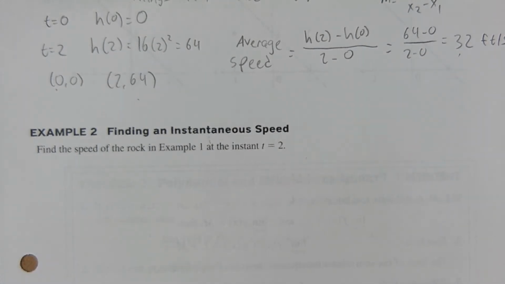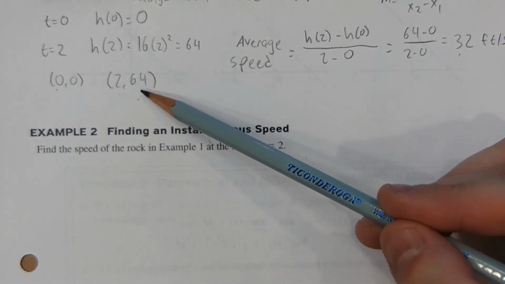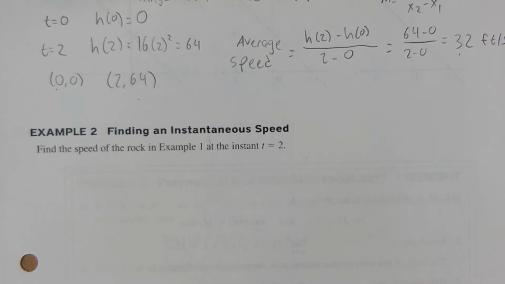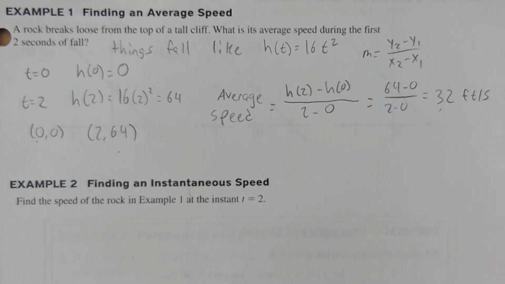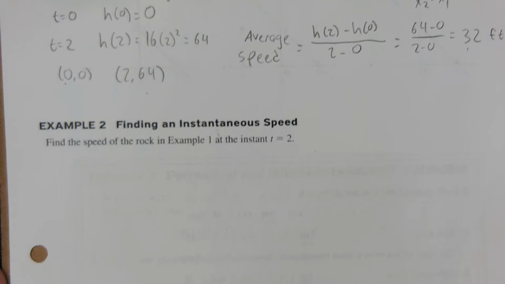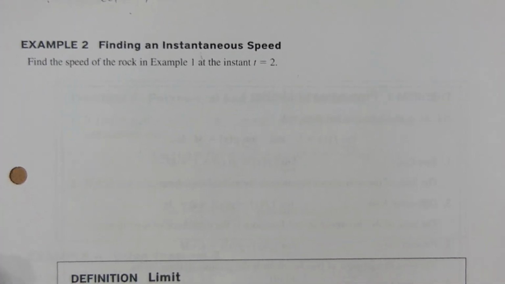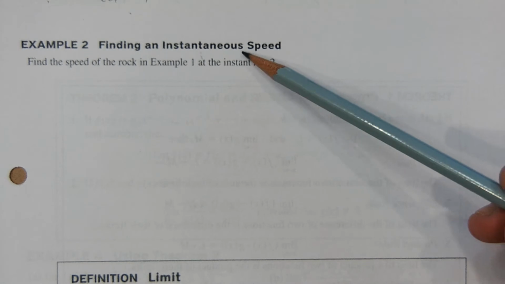So what is the speed of the rock at the instant time equals 2? It's not 32. I mean, 32 is the average speed, right? I mean, yeah, we know it's 64, but suspend belief for a moment. We have a curve, a parabola, 16t squared, and every single point on that curve, we could say it has a slope. So let's talk about how we can find the slope of a curve at a single point.